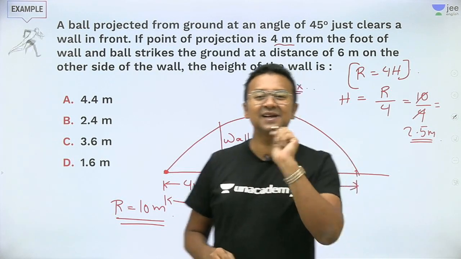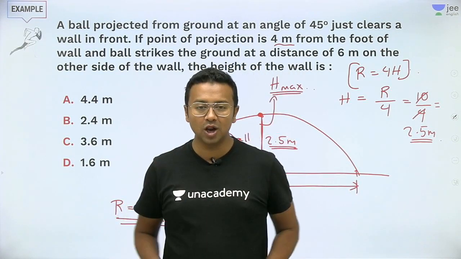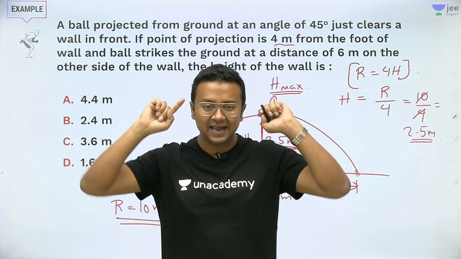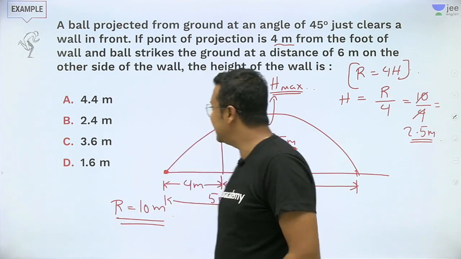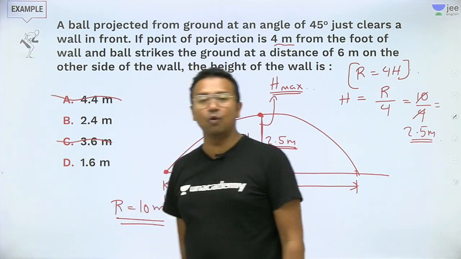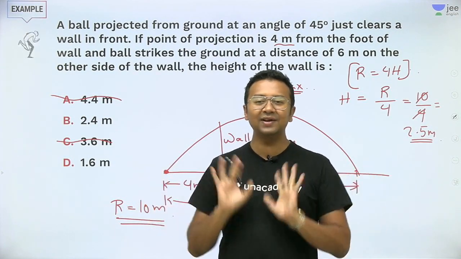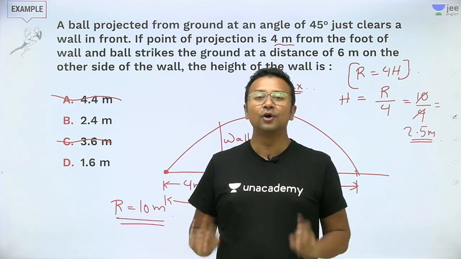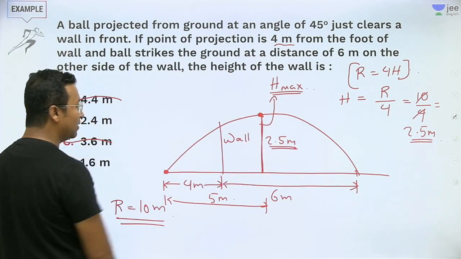If this is the maximum height, then the height of the wall cannot be definitely greater than the maximum height in the projectile, right? That means the options of 3.6 and 4.4 are gone out of the picture. Fine enough. Now we have 2 options left, right? What are they? We have got 2.4 and 1.6.